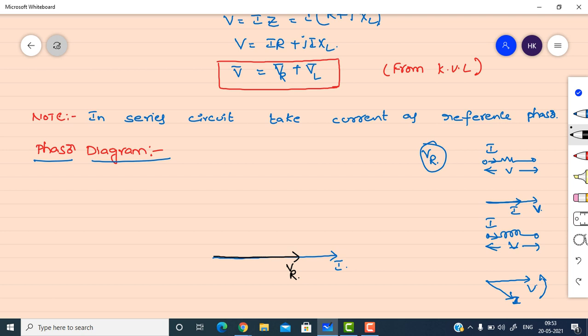Now VR is over. Next VL. V is the sum of these two, VR and VL. And where do I have to draw the VL phasor? VL is the voltage across the inductor. So in an inductor, with respect to the current, is voltage leading or lagging? Leading. Leading by an angle of?